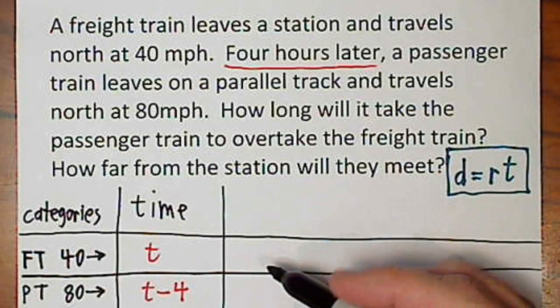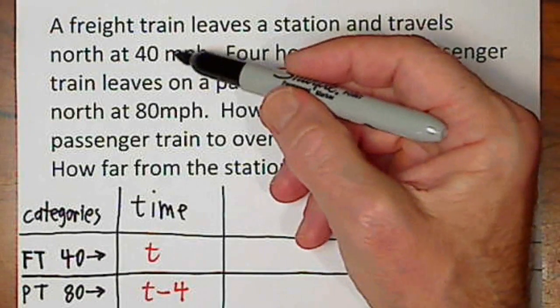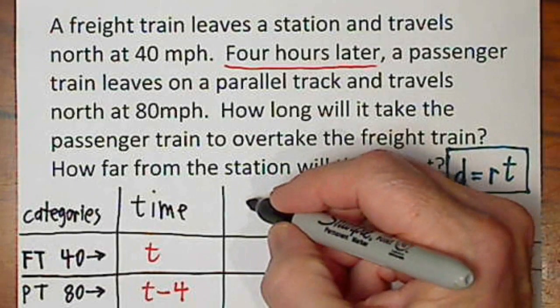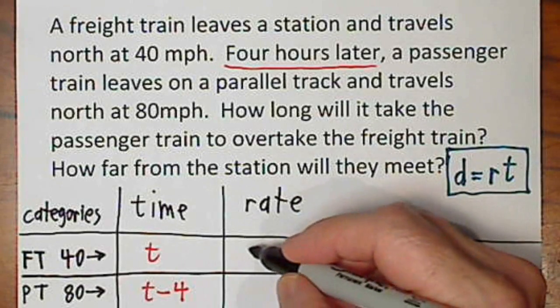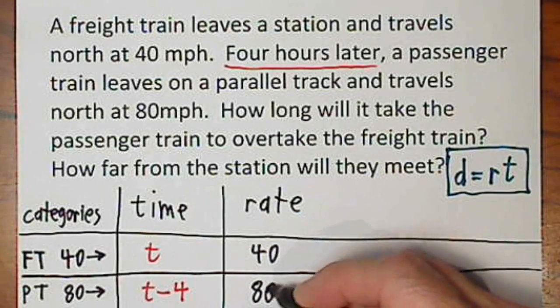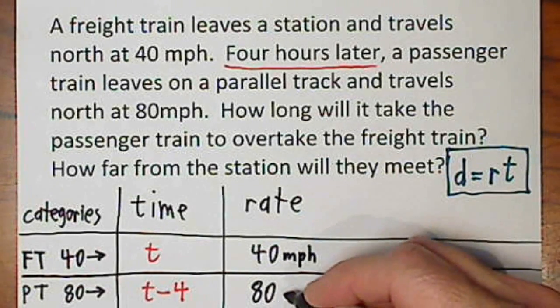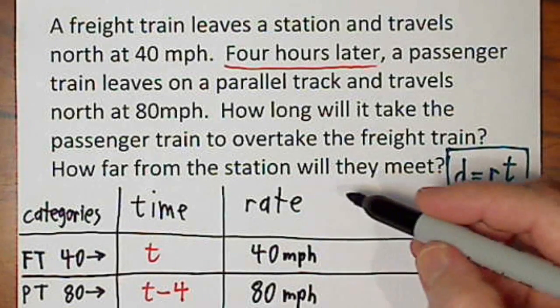Alright. And then I'm really thinking about this. Distance is equal to rate times time, and they tell us 40 miles per hour and 80 miles per hour. So let's call this our rate. And this one's 40. This one's 80. I guess I can say miles per hour just for emphasis.